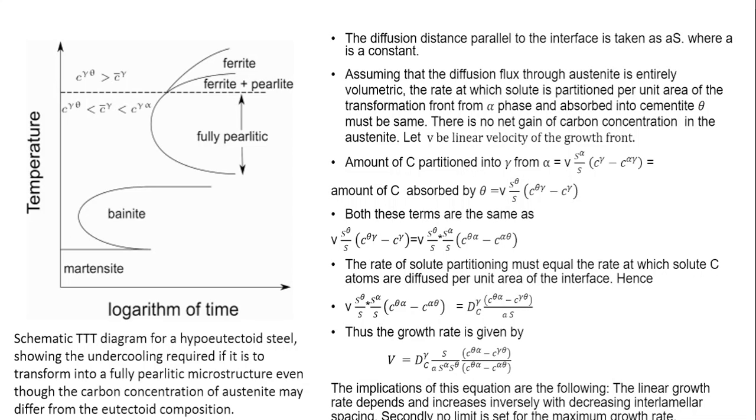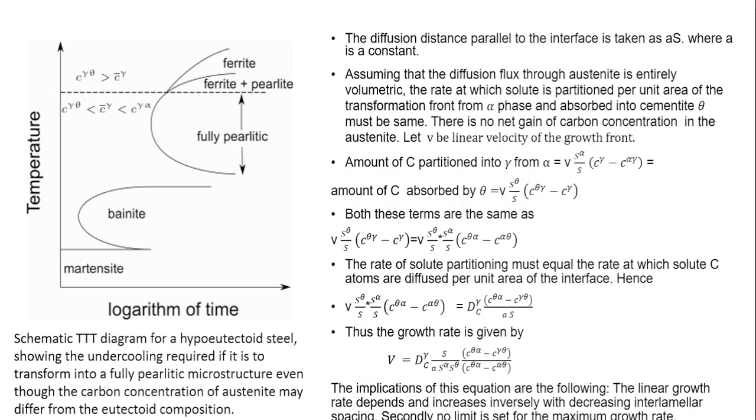So the rate of solute partitioning must equal the rate at which solute C atoms are diffused per unit area of the interface. Hence, as a consequence, the right hand side of the previous equation, that is V into S theta by S multiplied by S alpha by S multiplied by C theta alpha minus C alpha theta, must be occurring by diffusion. So we use Fick's law of diffusion.